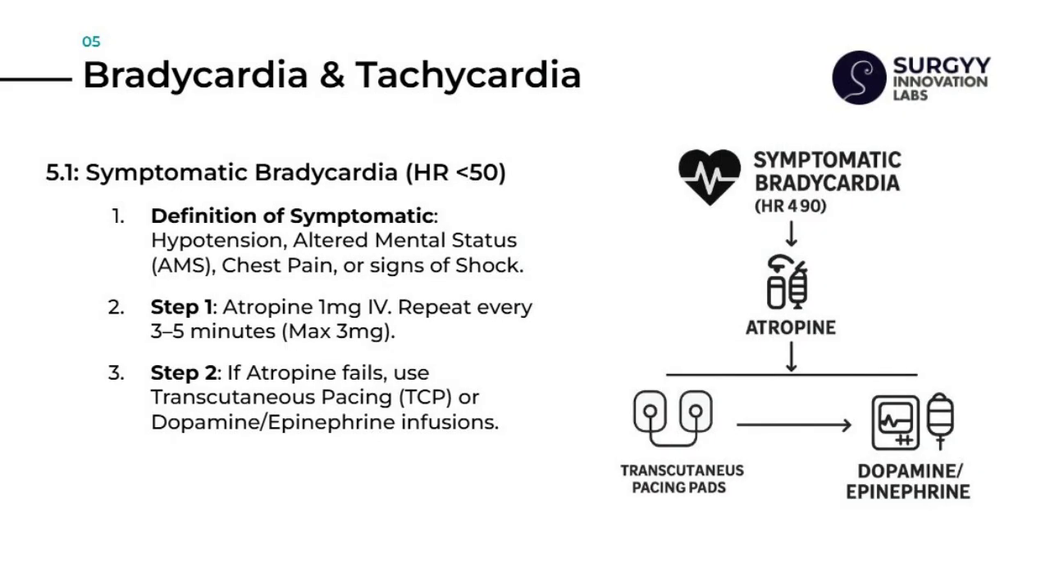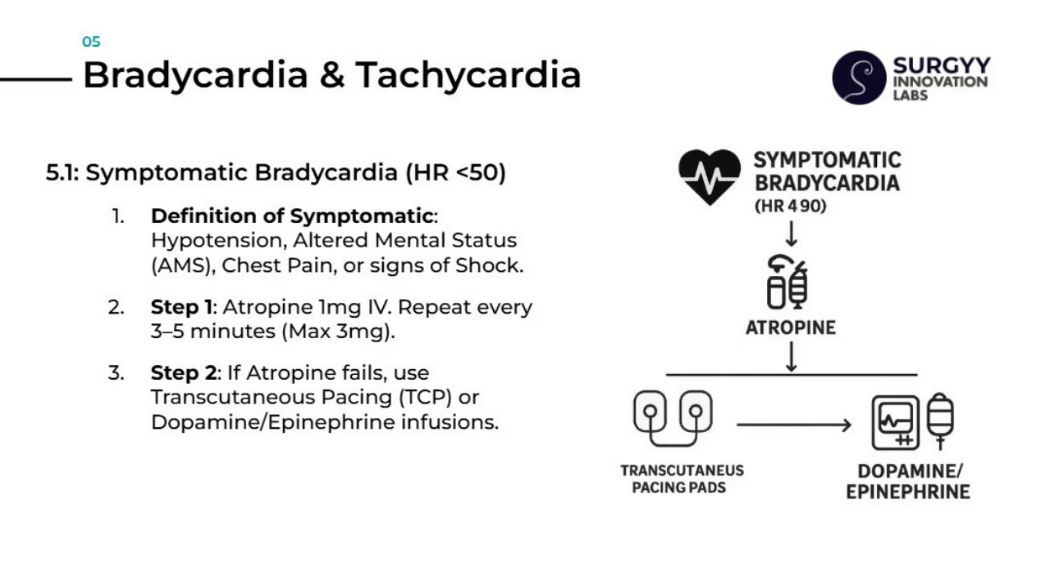Symptomatic bradycardia occurs when the heart rate is less than 50 beats per minute and causes clinical distress. The definition of symptomatic includes the presence of hypotension, altered mental status, chest pain, or signs of shock. Step 1 of treatment is administering atropine 1 mg via intravenous push. You should repeat this dose every 3 to 5 minutes until a maximum of 3 mg is reached.